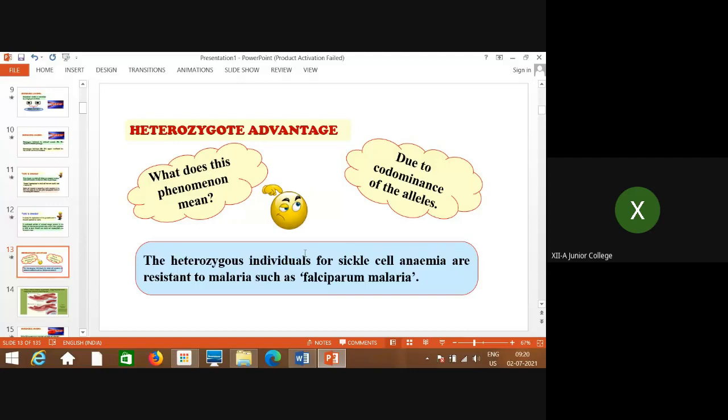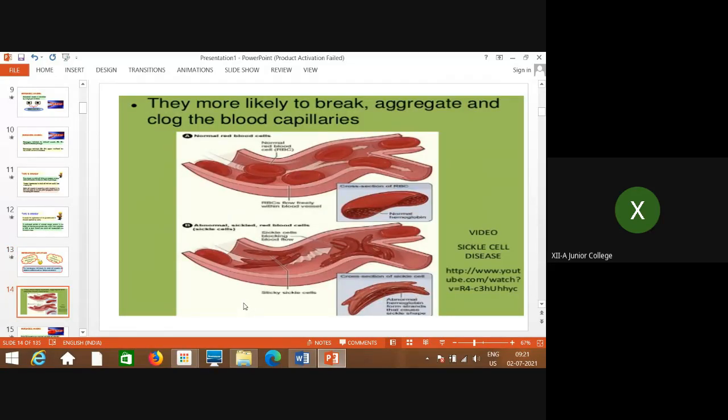The heterozygous individuals for sickle cell anemia are resistant to malaria, such as falciparum malaria. This is just an additional point. Now you can see what happens here. This is the blood cell, where these are the normal blood cells. They are passing very easily through the blood vessels, these RBCs, red blood cells, as they are spherical, rounded in shape. Very easily they can pass when they are in the normal condition.